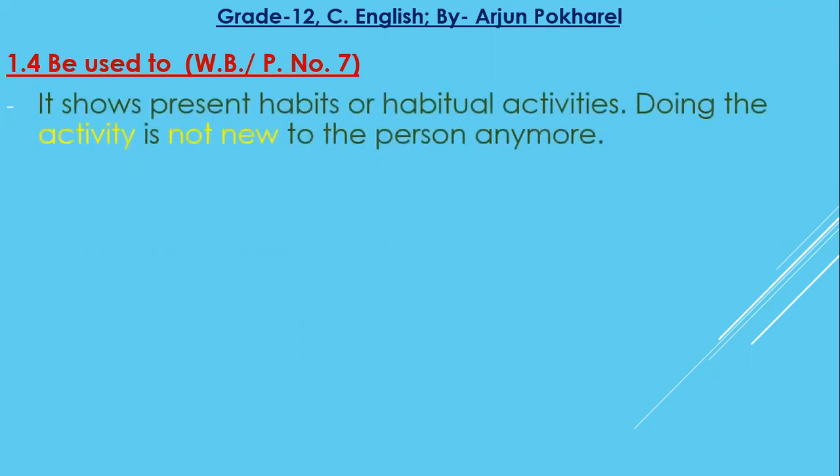First of all, be used to shows present habits or habitual activities. Doing the activity is not new to the person anymore. The main function of be used to is to show present habit or habitual activities. That's why the activity which is not new to you is described by using the structure be used to. So you have to see for be used to 1.4 workbook, page number 7. You can go to page number 7 and see the questions given there.